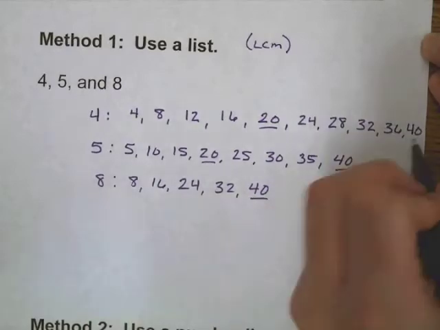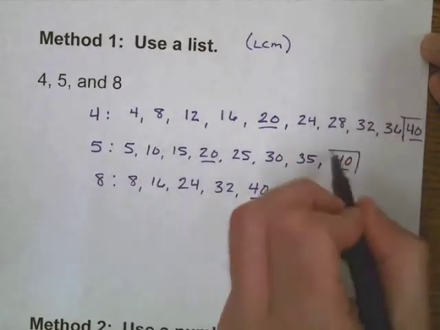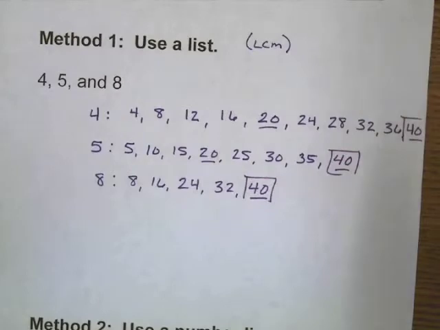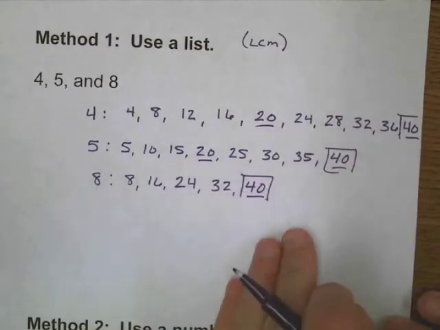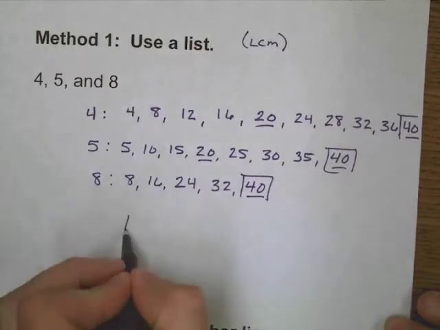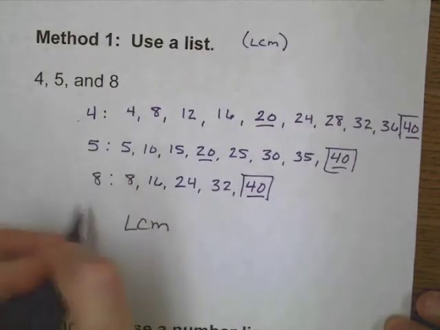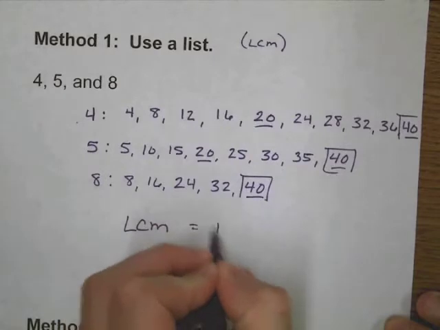And here we have one that overlaps in all three lists. It's the first number where it overlaps in all three of those lists. So we can say that the LCM of 4, 5, and 8 is 40.